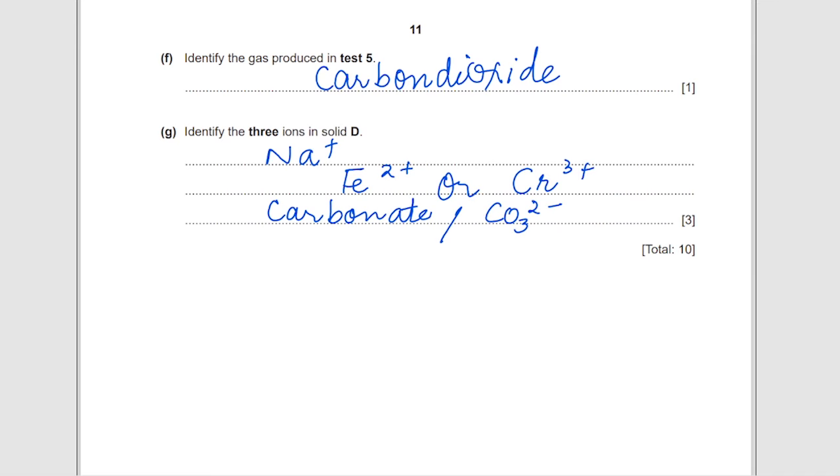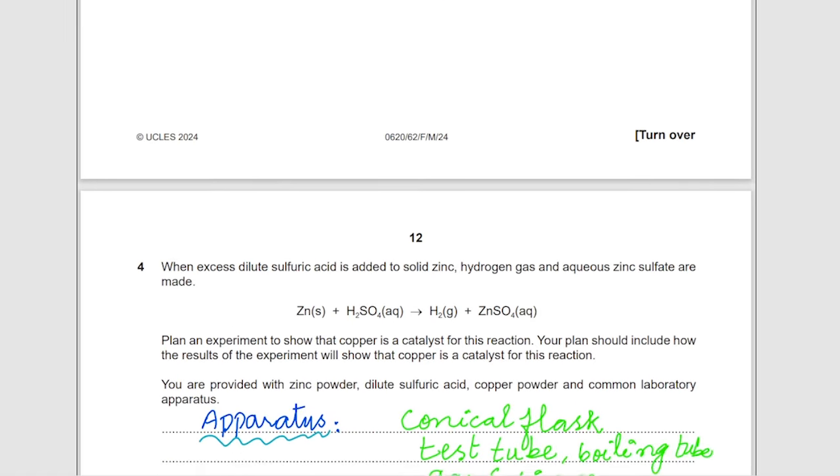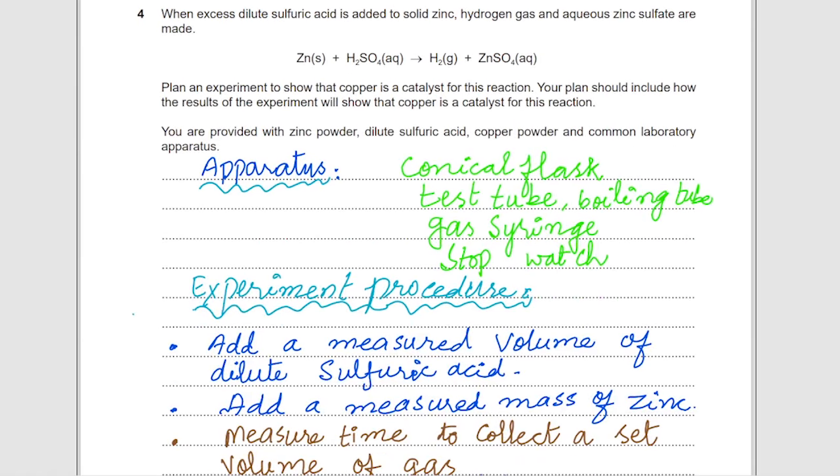F part: identify the gas produced in test 5. That is carbon dioxide gas, because it turns lime water milky. Identify 3 ions. Yes, the yellow flame with sodium ions, Fe2 plus ions or chromium ions with green precipitates, and carbonate ions because it turns lime water milky. So these are the ions present in solid D, and we have identified them by using the sheet given at the end of this paper.